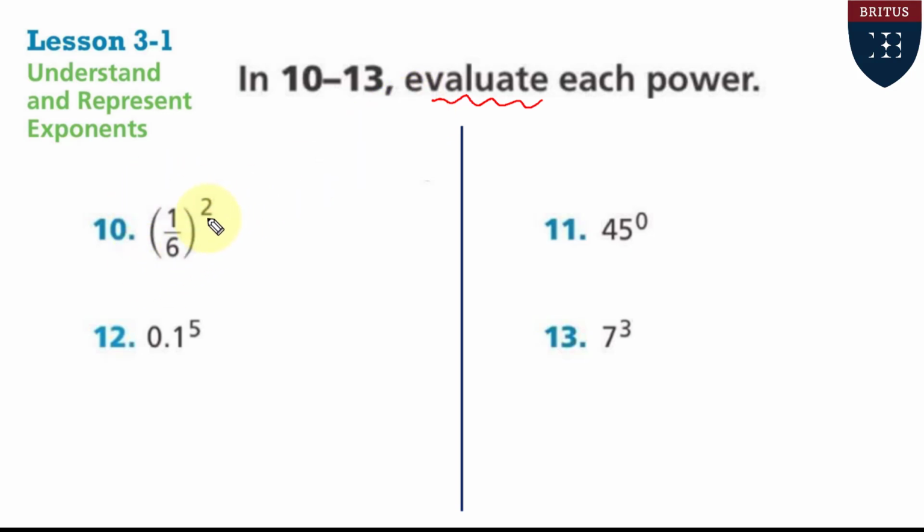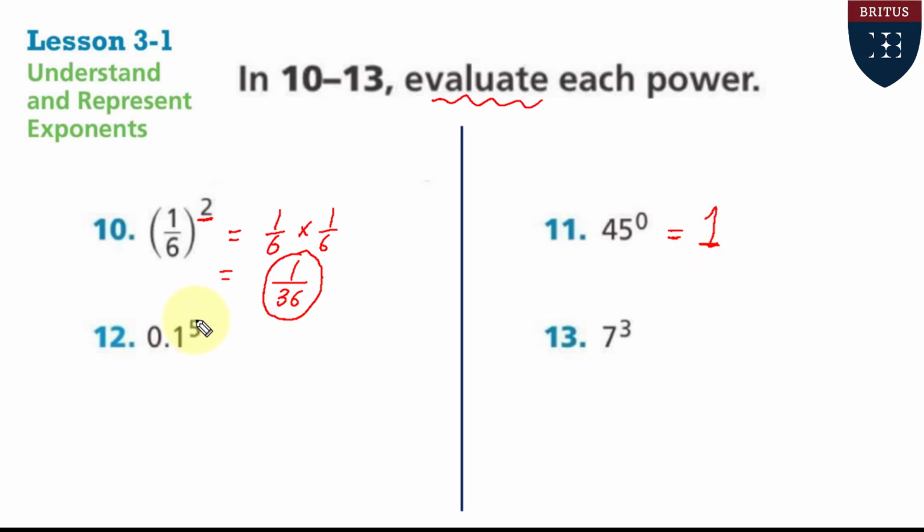1 over 6 raised to the power 2, or 1 over 6 squared, means 1 over 6 times 1 over 6. How can we multiply two fractions? We studied: 1 times 1 equals 1, 6 times 6 equals 36. Now the value is 1 over 36. We studied that any number except 0 raised to the power 0 equals what? Yes, equals 1. So the value is 1.